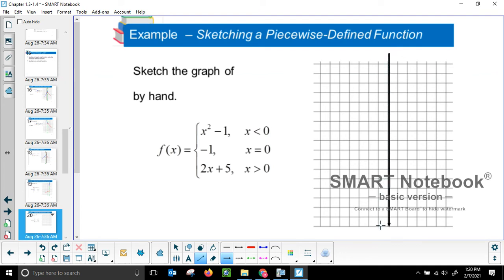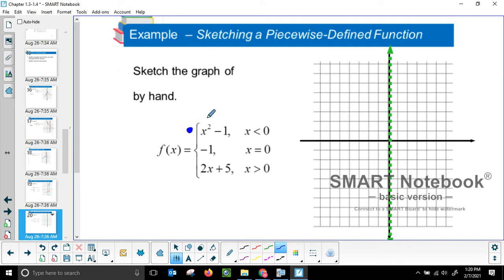So again, I'm just going to put some axes on here. And my graph is going to be broken up at 0, so right on my axis here. The first piece, I will go ahead and do in blue. Right, so again, we can plug 0 in here. 0 squared is 0, minus 1 is negative 1. So that gives me the point 0, negative 1. It will be an open circle because this is just less than.